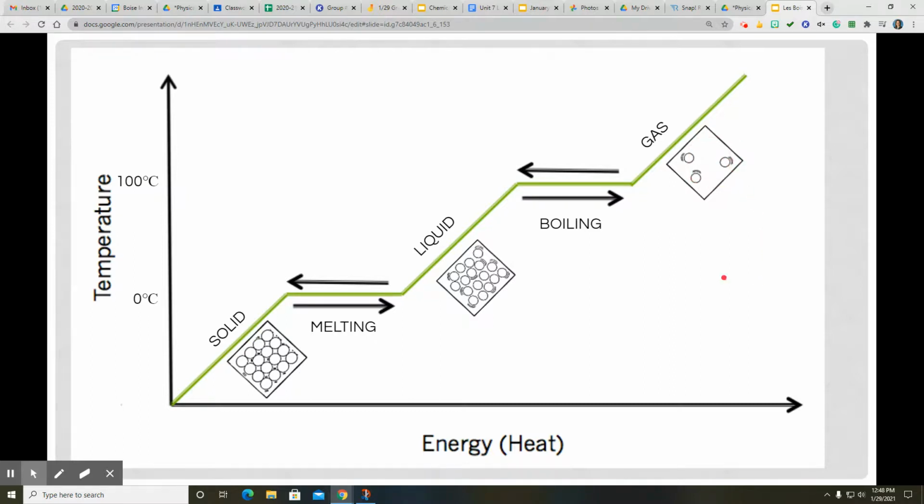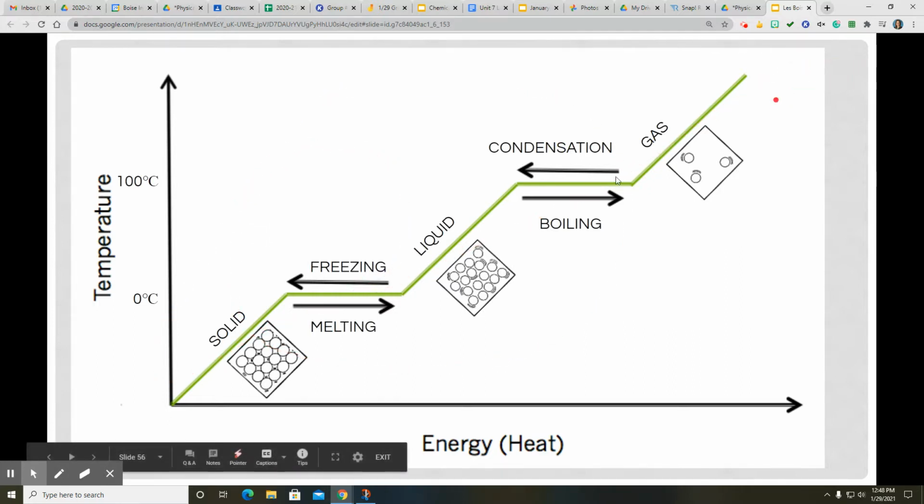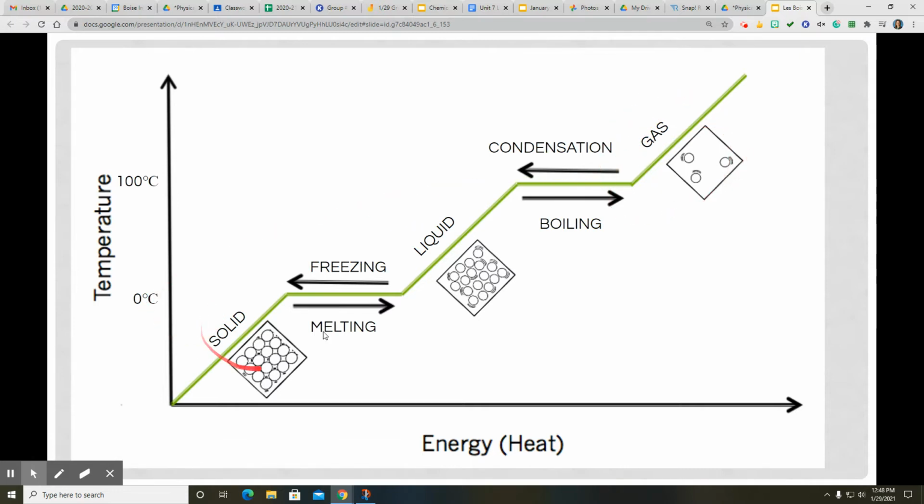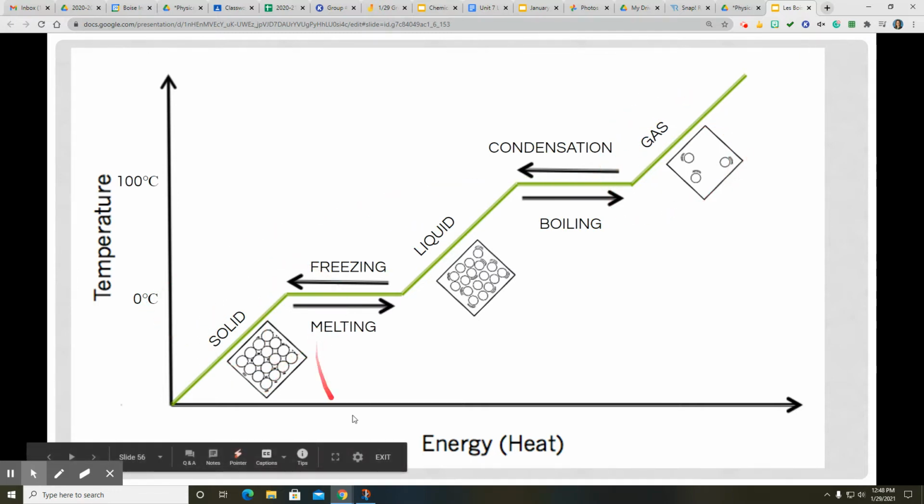Now, if I were to go back the other way, back down our curve here, I would have a gas removing or releasing energy, right, would be condensation. And then once I get back to that liquid form, as I go to my solid form, I would consider that freezing. So it is important that you know that as I increase my energy, I can change my states of matter. Gas has the highest amount of energy, and a solid has the lowest amount of energy.